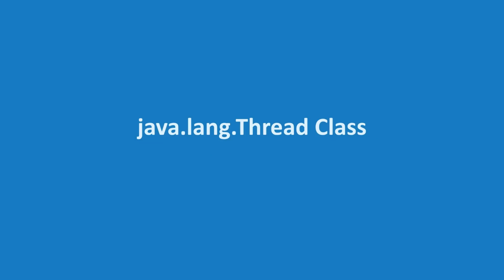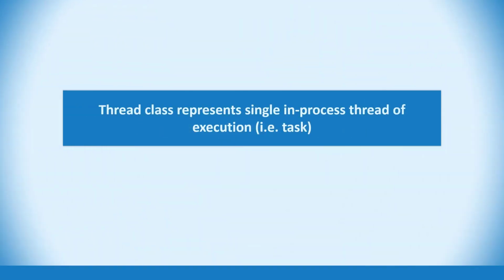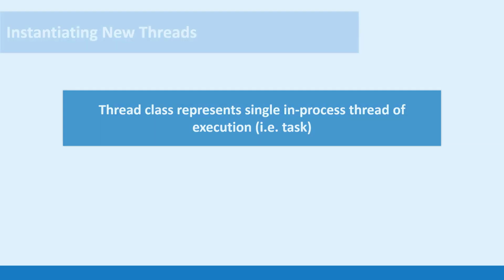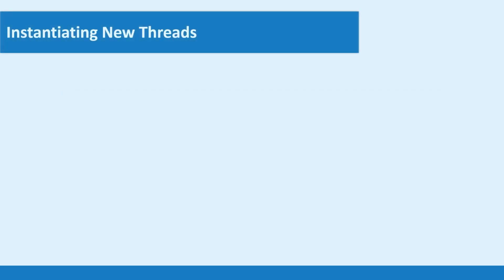This lecture and the following ones will be dedicated to the Thread class, which is part of the java.lang package. Generally speaking, the Thread class represents a single in-process thread of execution, and a thread of execution is the same as a task. So in other words, the Thread class represents a single in-process task. There are basically two ways to instantiate a new instance of Thread.